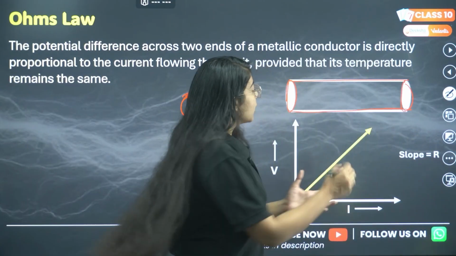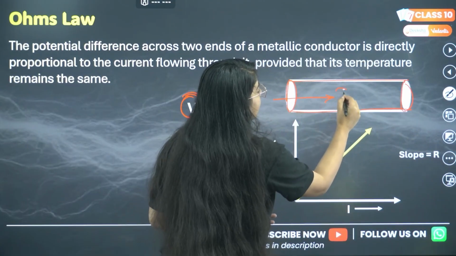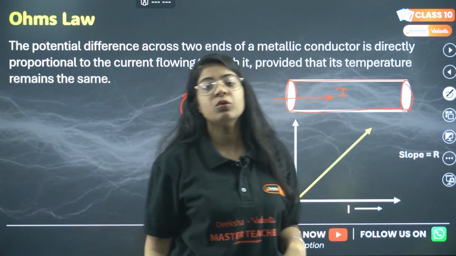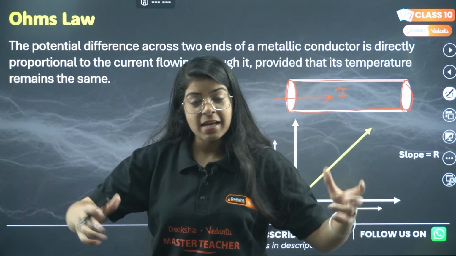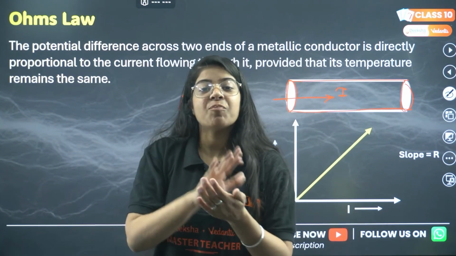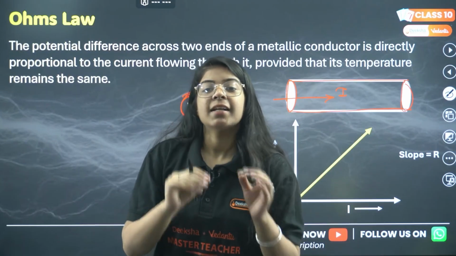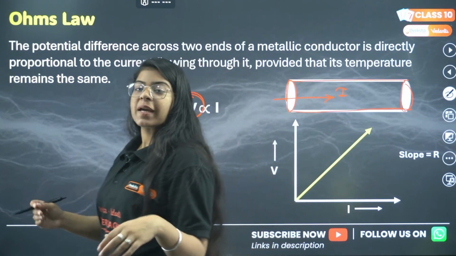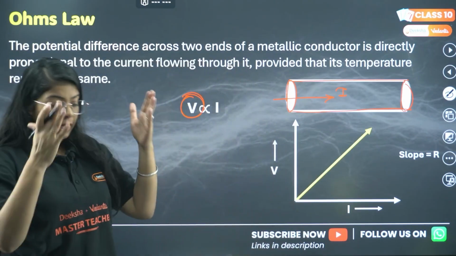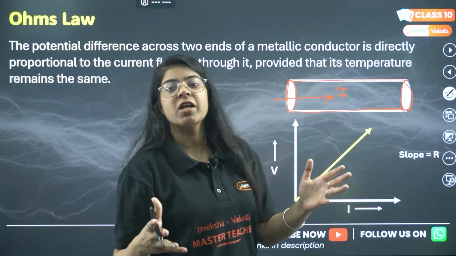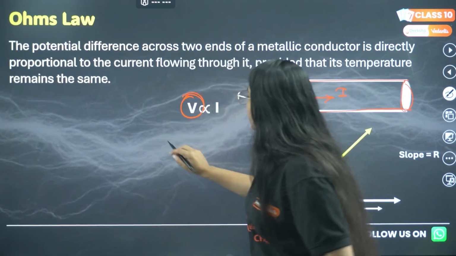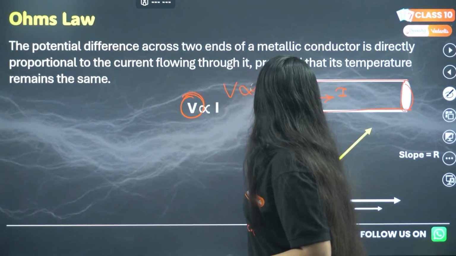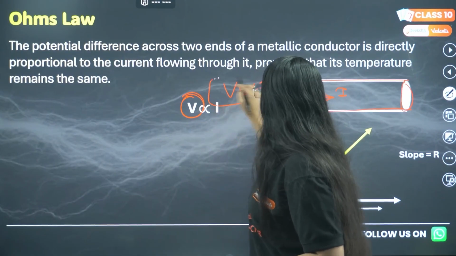So, the current flowing through this conductor will be directly proportional to the potential difference across its two ends, provided, very important condition, provided that the temperature remains the same in that particular time when we are measuring potential difference and current. Okay, so hence V is directly proportional to I.